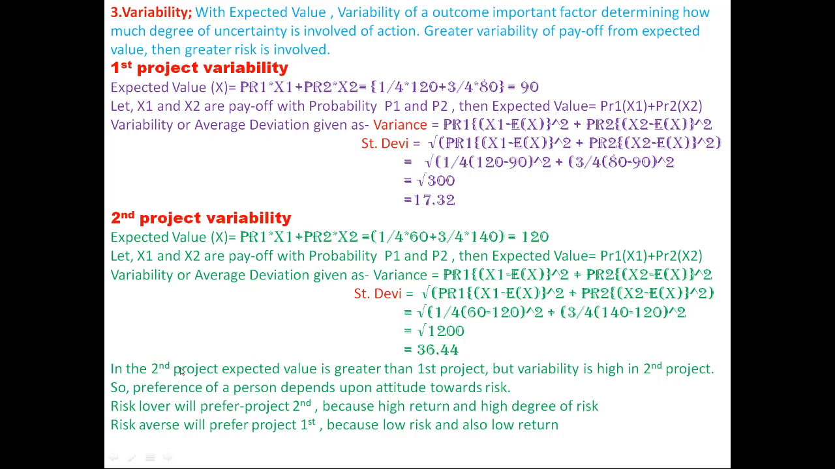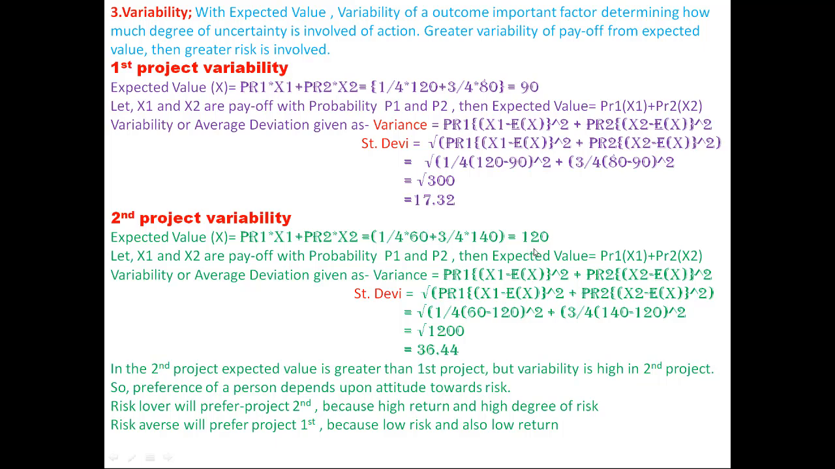So here the second project's expected value is greater than the first project's. Obviously 120 is greater than 90, but variability is higher in the second project. The first project's variability is 17.32 and the second project's is 36.44. In that situation, which project will be taken by an investor depends on the person's preference. If a person is a risk lover, then he will obviously choose the second project.